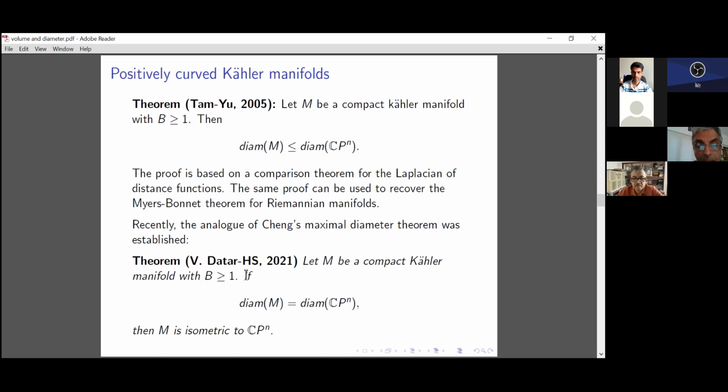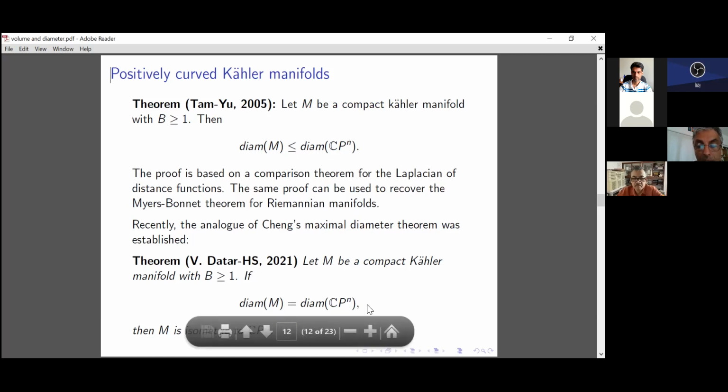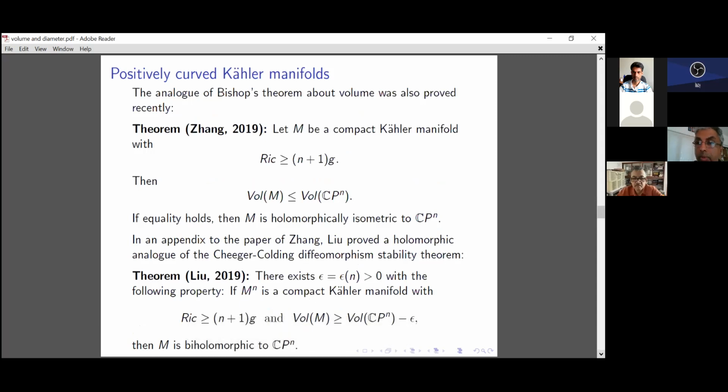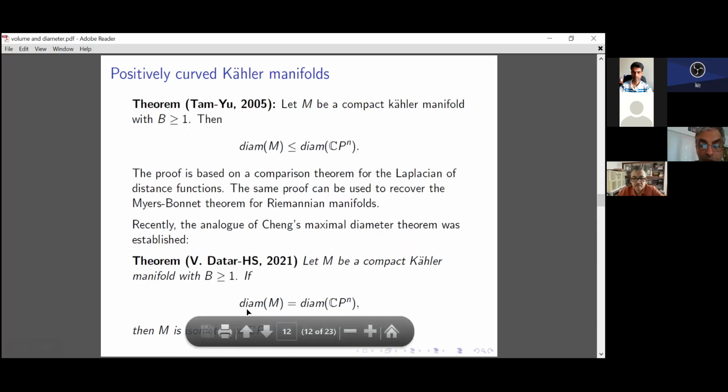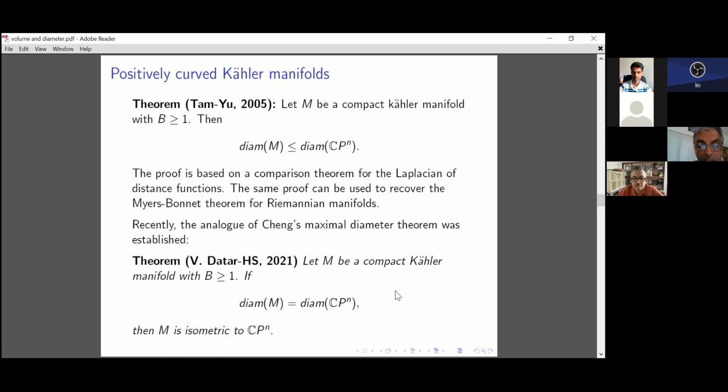Recently, Ved and I were able to show that if you have a compact Kähler manifold with B greater than or equal to 1, and if the diameter is equal to that of CPN, then M is actually isometric to CPN. So this would be the analog of the Cheng maximal diameter theorem in the Kähler setting.